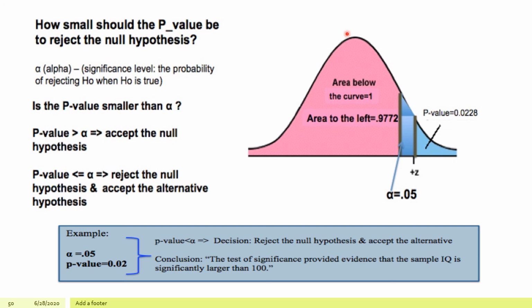The whole area is 1. If your p-value is greater than 0.05, then your critical value falls in this place, so you are unable to reject the null hypothesis. You have to accept the null hypothesis and reject the alternate hypothesis. If your p-value is less than 0.05, then your critical area will be somewhere here, so you can reject the null hypothesis and accept the alternate hypothesis.